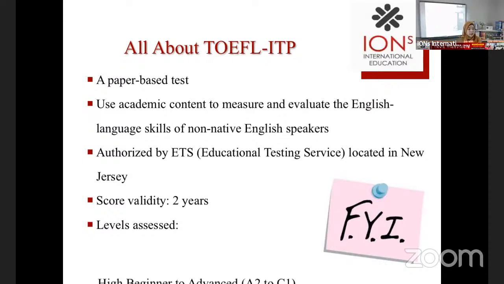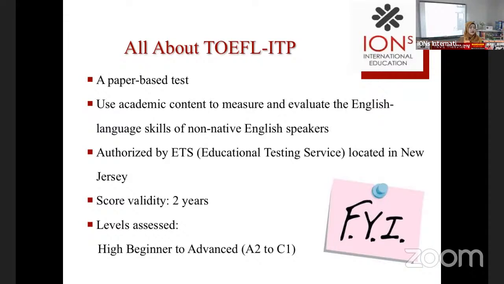Okay, there are 3. Okay, this one is the level, ya. Sorry, the level. The level is high beginner to advanced. Jadi nanti di sana akan terlihat berdasarkan tes, ya, berdasarkan tes itu, berdasarkan score, teman-teman itu akan ada di level mana? Beginner, intermediate, or advanced, gitu ya.